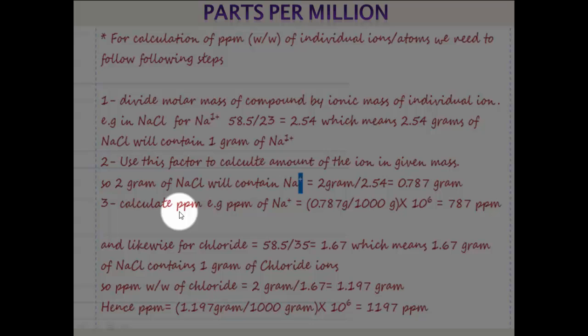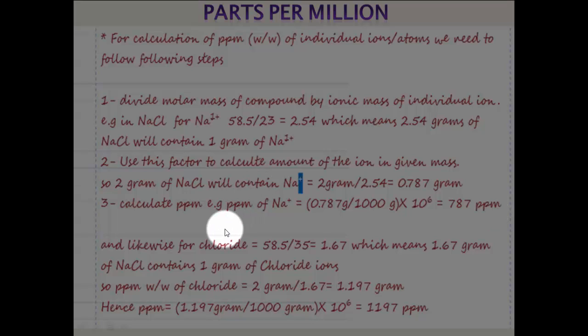In order to calculate ppm of sodium ions, it equals 0.787 gram, which we have calculated here, divided by 1000 grams, that is the mass of solution, multiplied by 10 raised to power 6, which is 787 ppm.